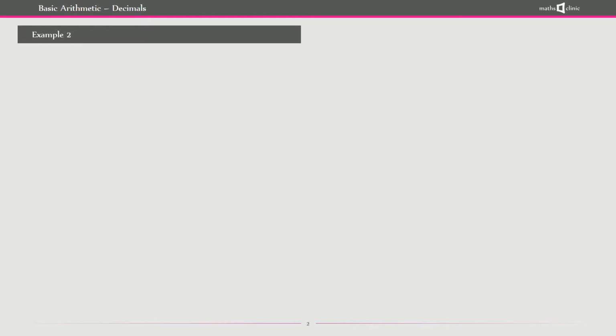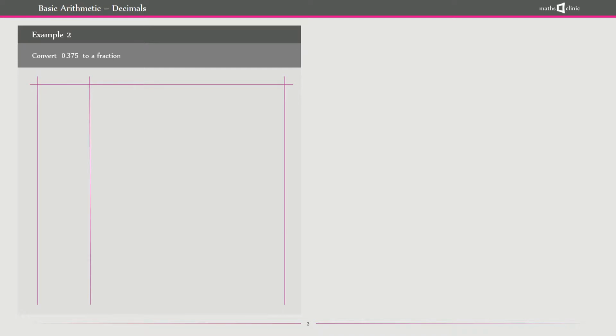Now example 2, and example 2 says convert 0.375 to a fraction. Okay, so we're going the other way around this time, and we're converting from a decimal, 0.375, to a fraction. And it's actually fairly easy, really easy, to be honest. And then we have step 1. Now if we want to convert this to a fraction, the first thing we need to do is know how many decimal places are involved here. So we have 0.375, and I'll tell you that we have 3 decimal places here.